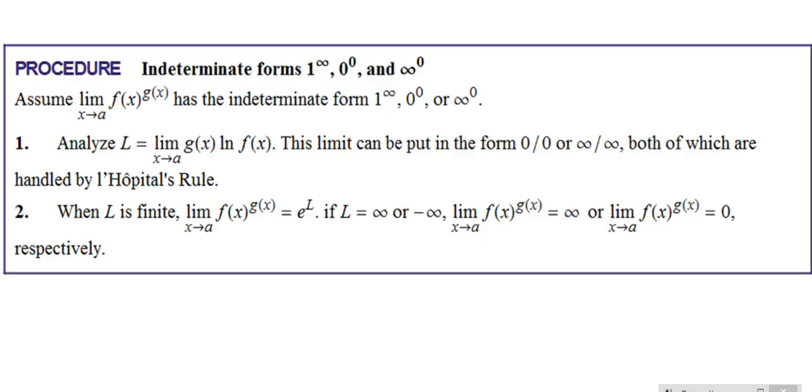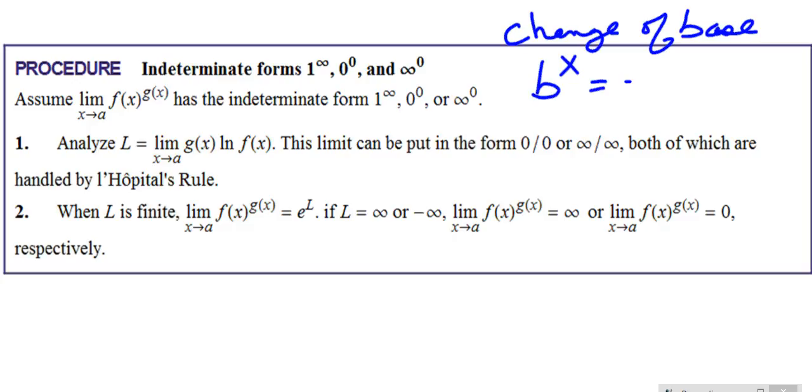So for the procedures for the indeterminate forms of 1 raised to infinity, 0 raised to 0, and infinity raised to 0, we're going to need the change of base. We need to recast these functions into some function that we can take the derivative of. So let's review the change of base from the logarithm section: if we had a function b raised to x, we can rewrite it as e raised to x ln of b. And then we can use that form.